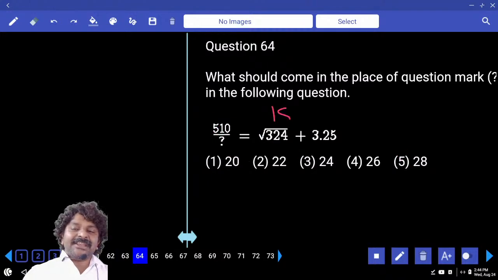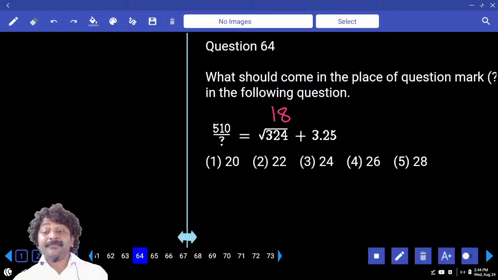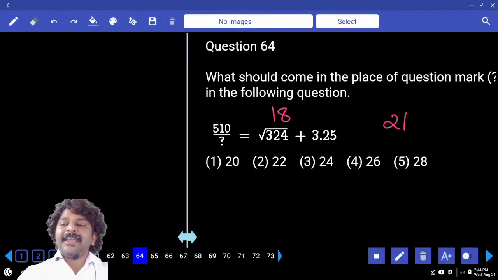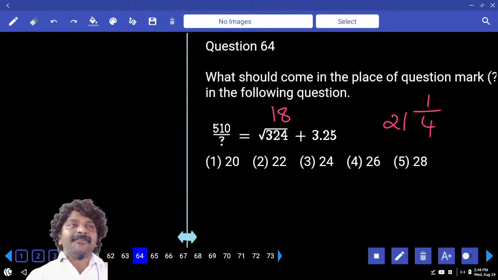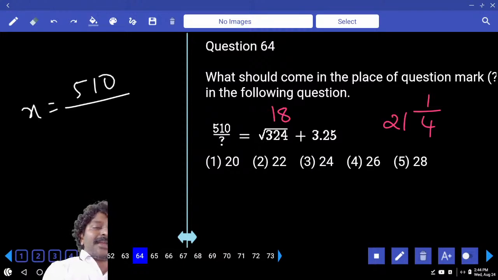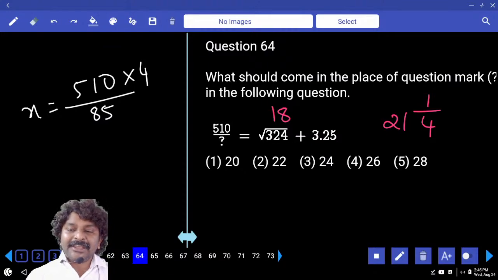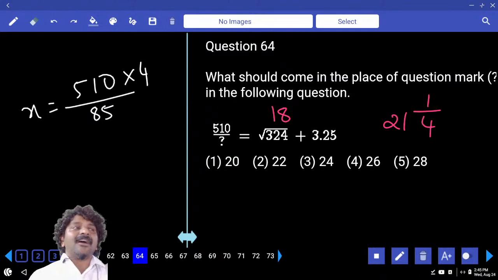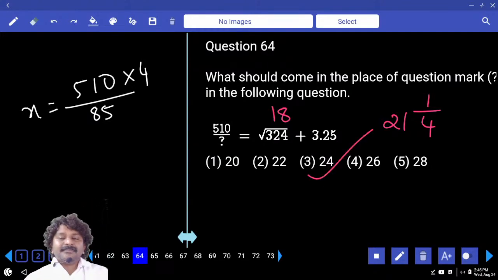How much is this? 18 plus 3 and a half, 3.25, 21.25. Can I write 21.25 as 21 1 by 4? Now 510 by x is equal to 21 1 by 4. Then x is equal to 510 by 21 1 by 4 only, which is 85 by 4. That comes to the numerator. Agreed? 510 is a 3 multiple. In the denominator 85, is that a 3 multiple? Then the answer must be, how many are there? Only one. Third final.